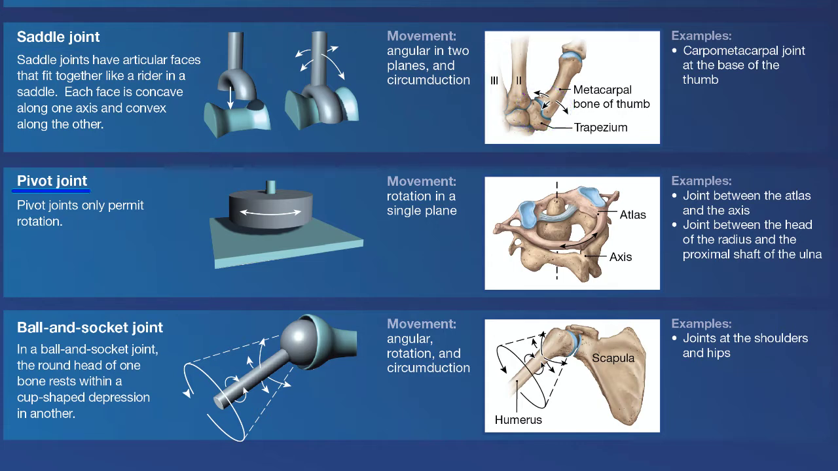A pivot joint allows rotation around an axis. For example, your atlantoaxial joint between your first 2 vertebrae, the atlas and the axis, allows you to rotate your head no.